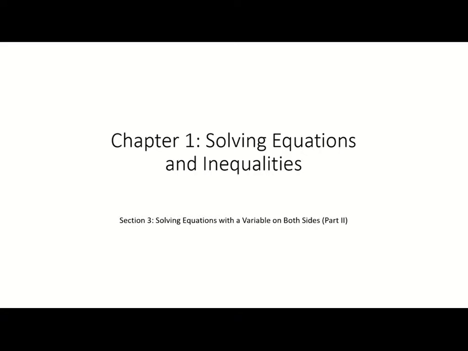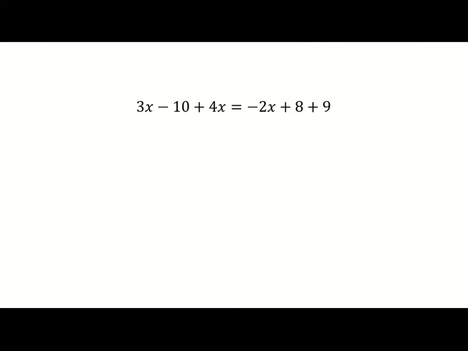Today we're going to continue taking notes on Section 3 of Chapter 1, solving equations with a variable on both sides. But we're going to take a look now at having more than just a single variable and number on each side. Our first example is 3x minus 10 plus 4x equals negative 2x plus 8 plus 9.